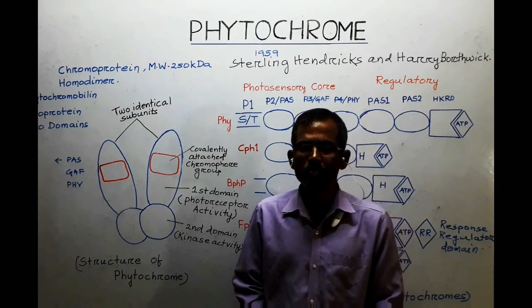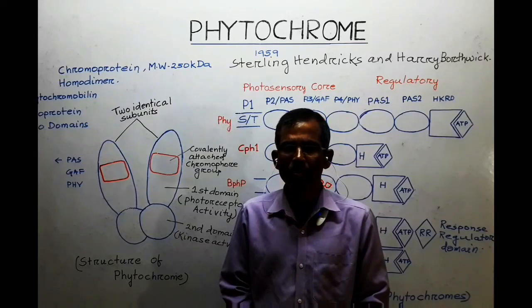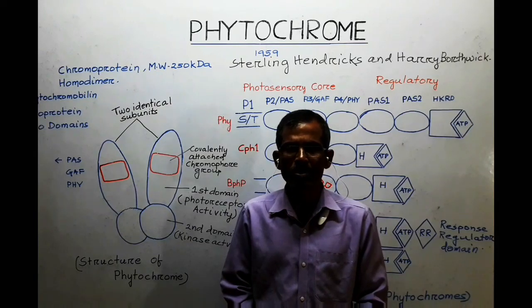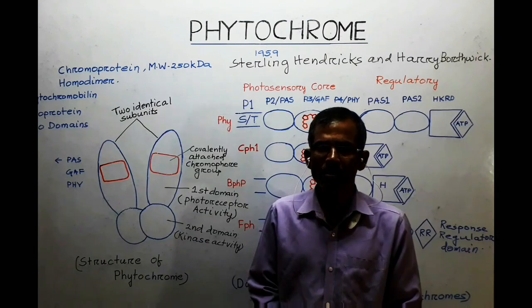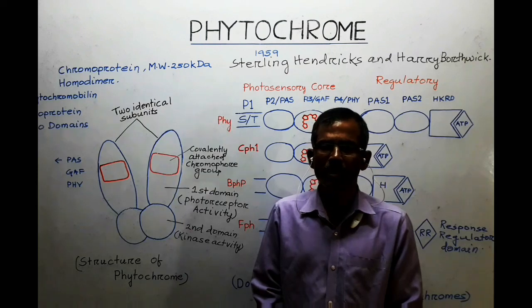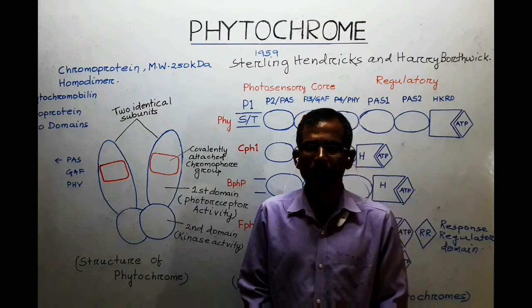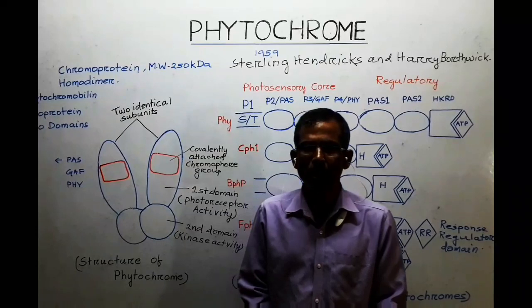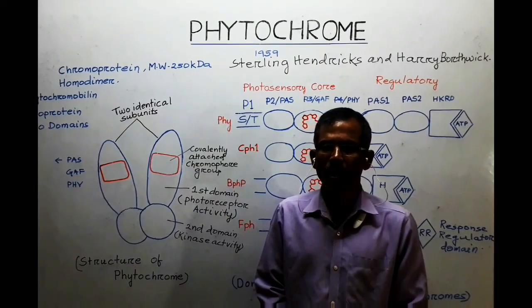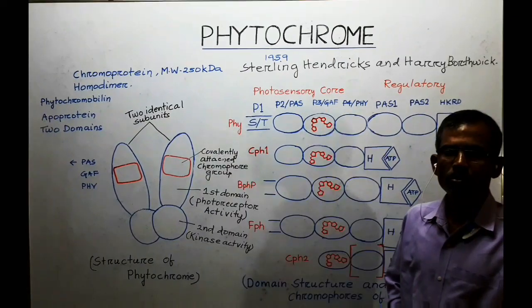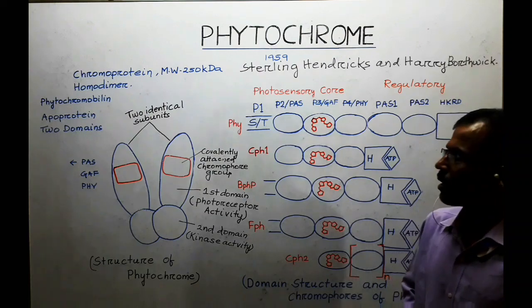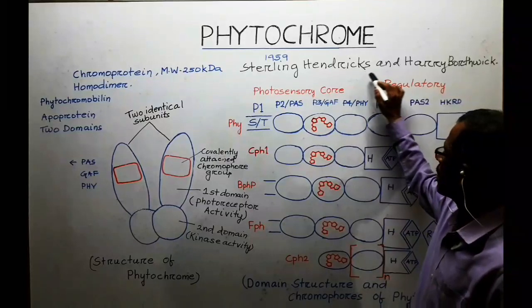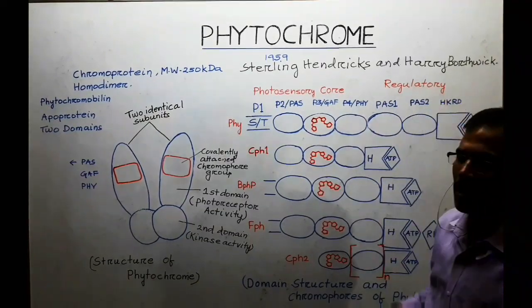Canonical phytochromes have a conserved N-terminal photosensory core and a C-terminal regulatory region that typically includes a histidine kinase related domain. Phytochromes are present in plants, bacteria, and fungi. Phytochromes were first discovered in 1959 by Sterling Hendricks and Harry Borthwick.